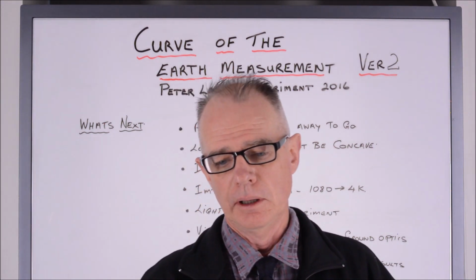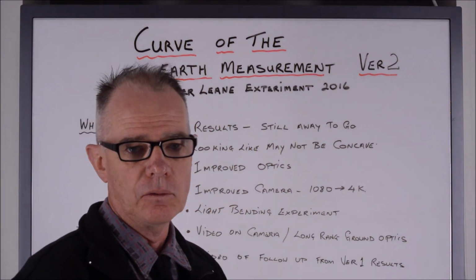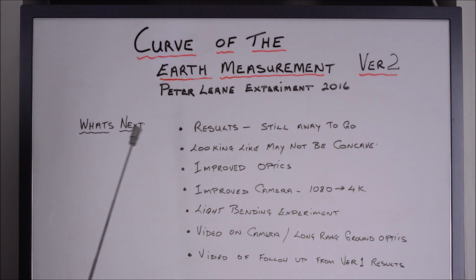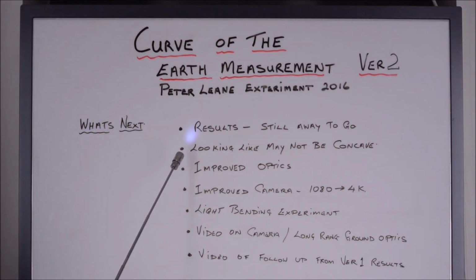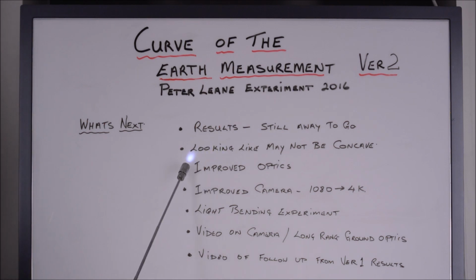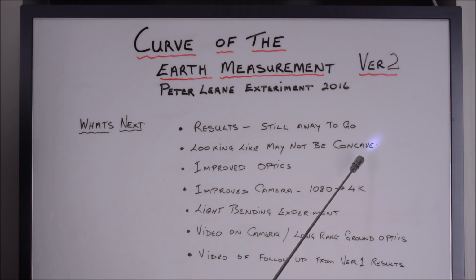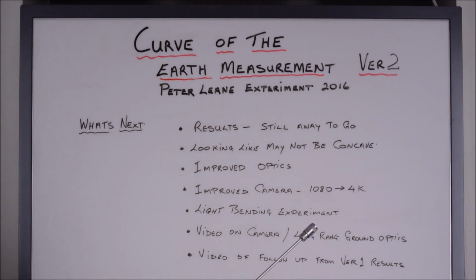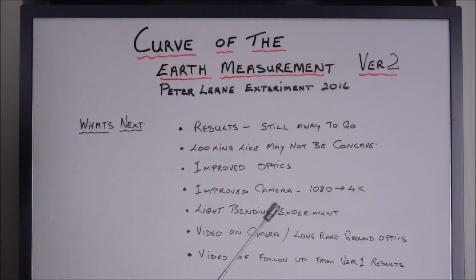Right, we'll just sum up now and just give you a brief going over what's next. So, what's next? Obviously, these results have still got a long way to go before we make an absolute proof that the Earth is whatever. Right now, it's looking like there may not be a concave curve to the Earth, just from the results we're getting from that pier number 14 and some other tests we've done. We may have to improve our optics to another level.